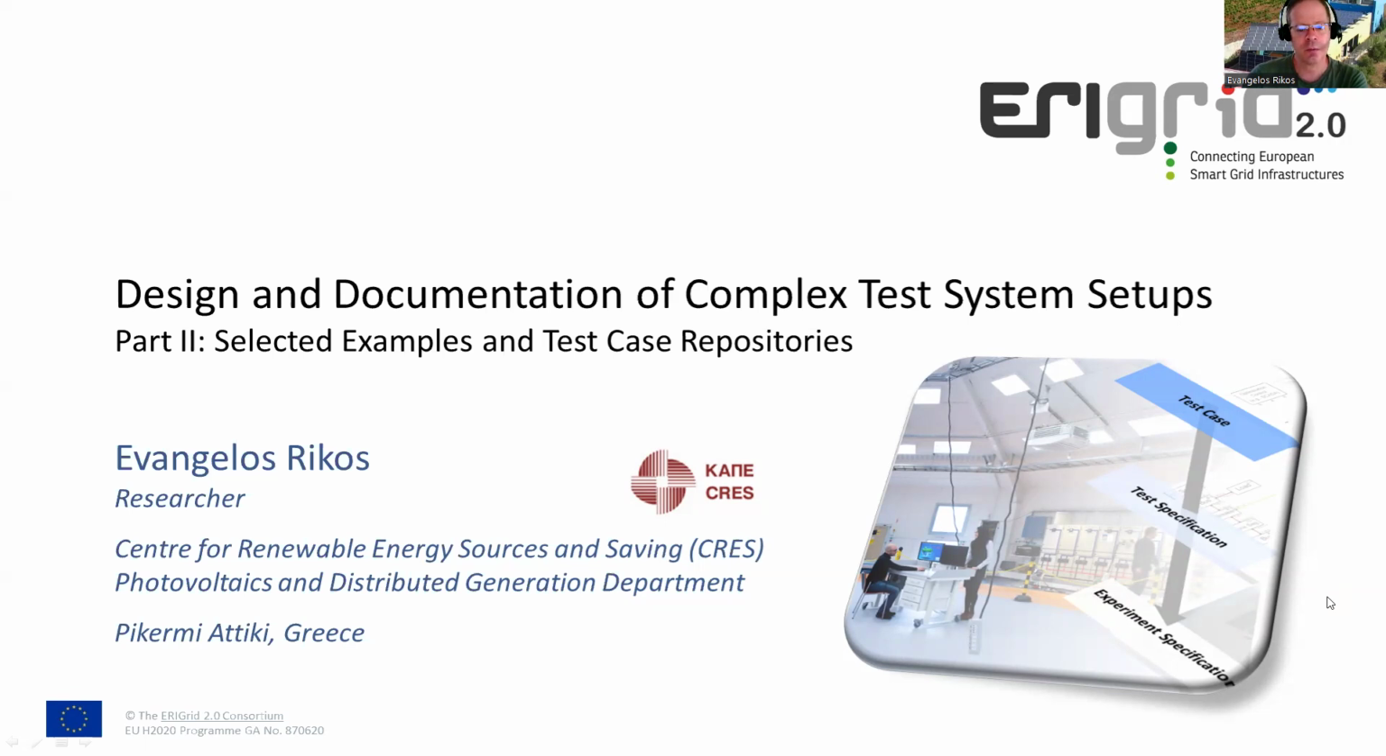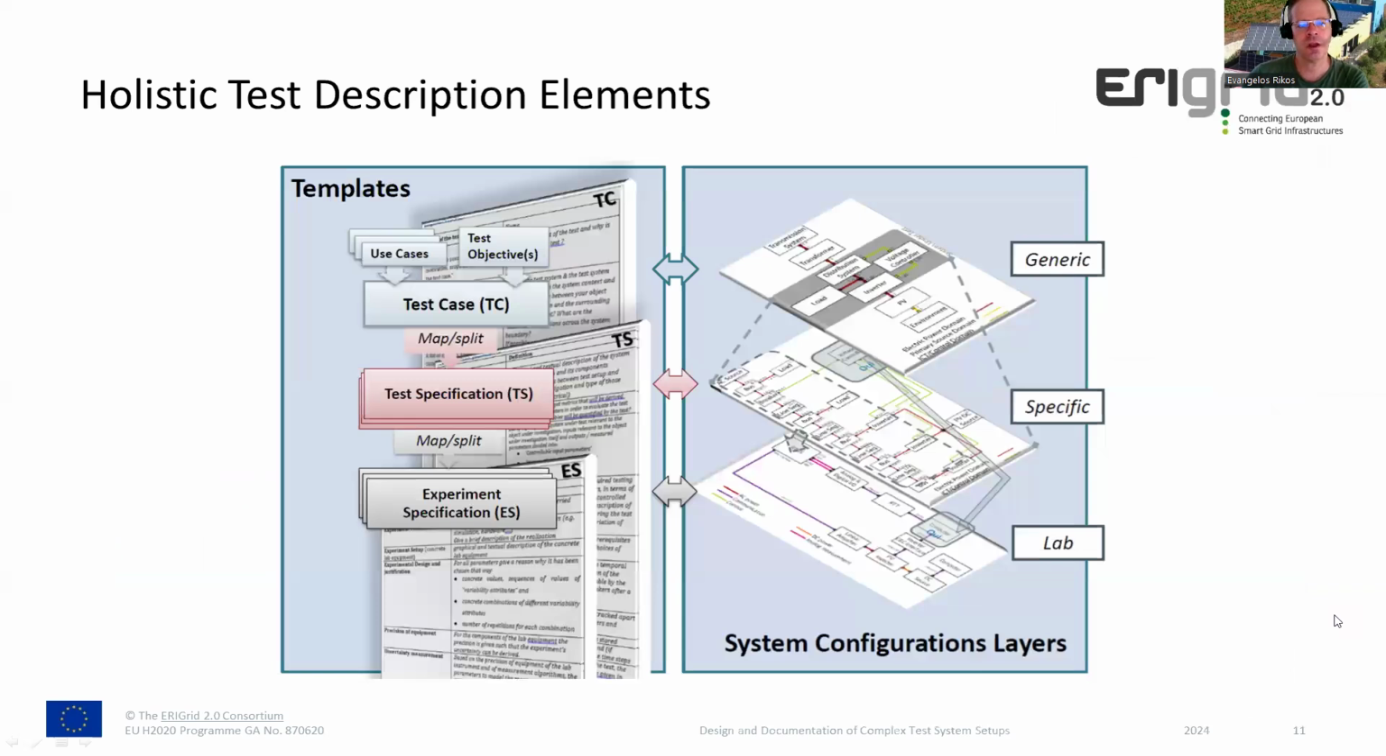While the first part of this module showed you the fundamentals on how to use the methodology itself, this part is about presenting selected examples that facilitate the understanding of the use of this methodology. Before we proceed with the presentation of the examples themselves, it is useful to bear in mind the specific diagram that shows system configuration layers abstraction as they are connected to the different steps of the holistic test description methodology. In this respect, the examples we are presenting here are directly linked to these layers.